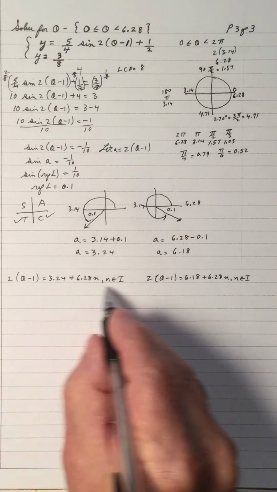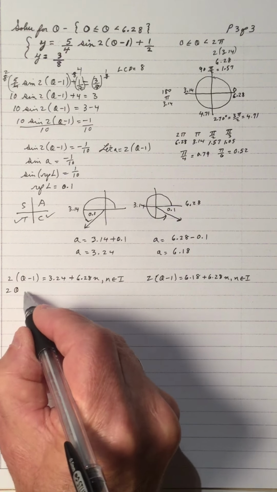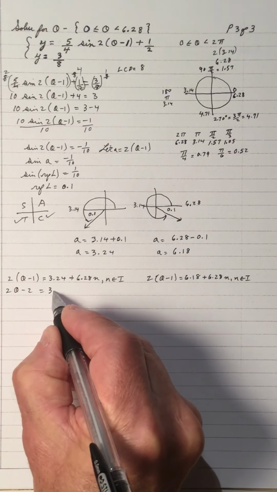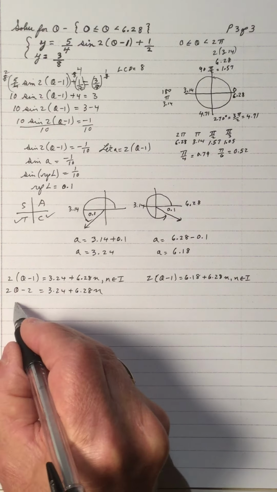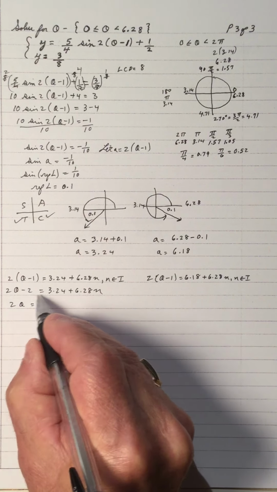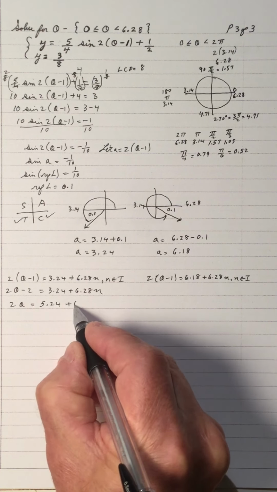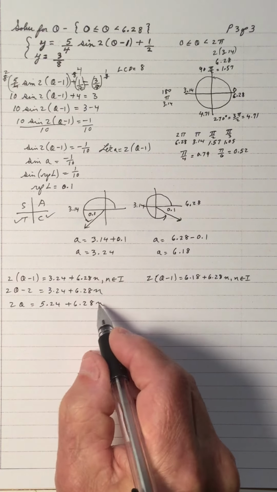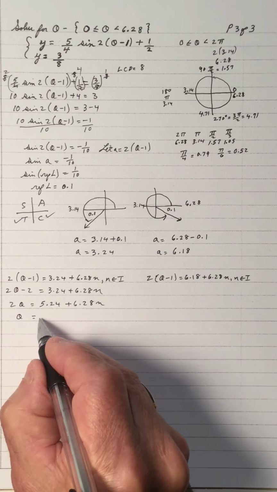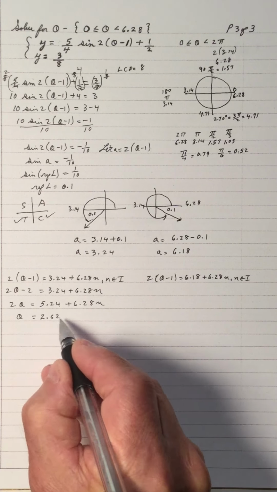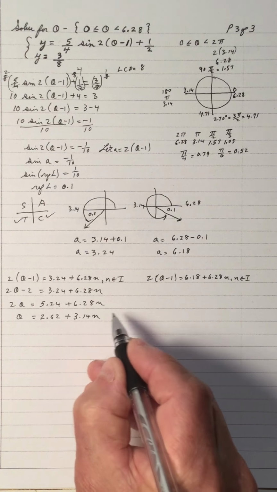Okay, now simplify this. 2 theta, 2 times theta, 2 times negative 1. And we move the 2 over and add it on to here. We get 5.24. Now we divide by 2. And 5.24 divided by 2 is 2.62. 6.28 divided by 2 is 3.14.